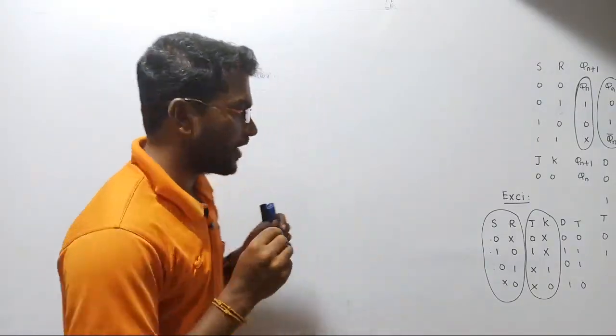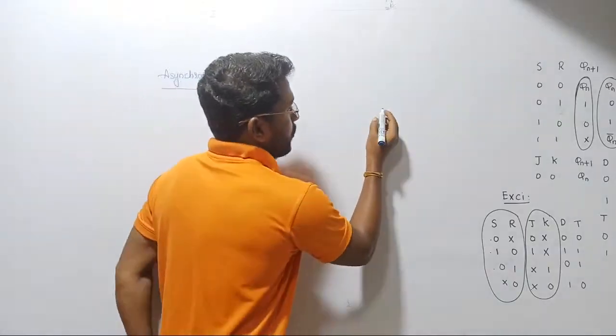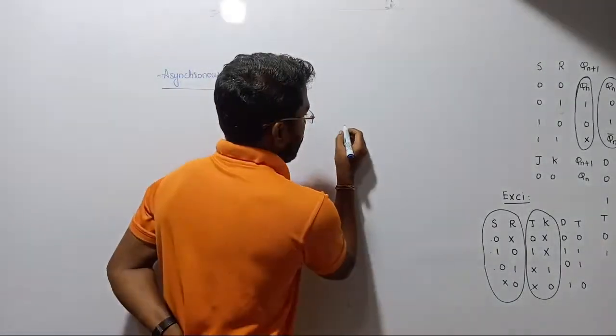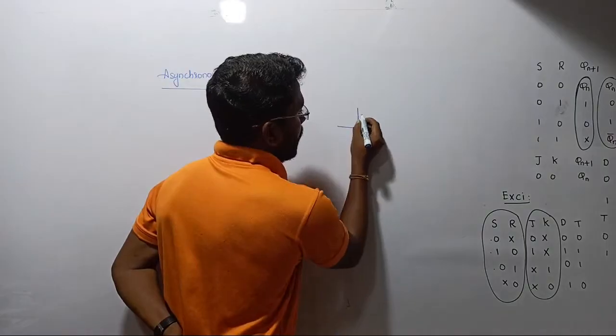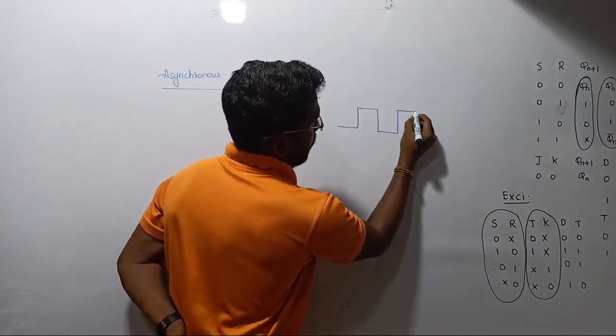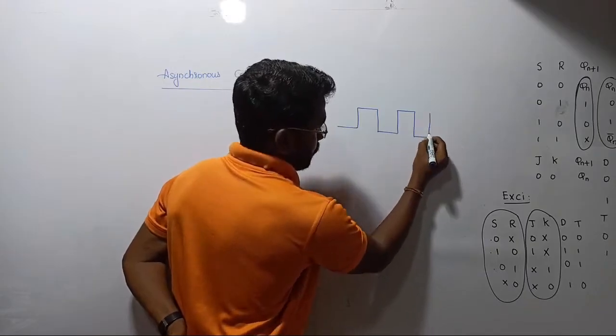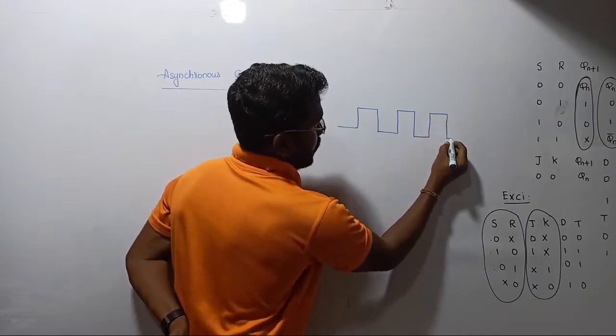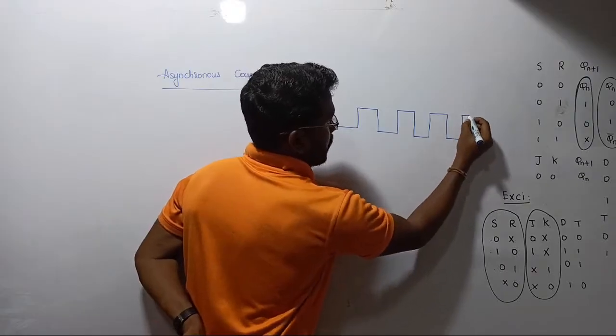First of all, let me give an explanation: what do you mean by edge triggering? Edge triggering means here we are going to use a term called clock pulse. First, let me explain a little bit about clock pulse. Don't panic. At the end of the sequential circuit, I will demonstrate all things.